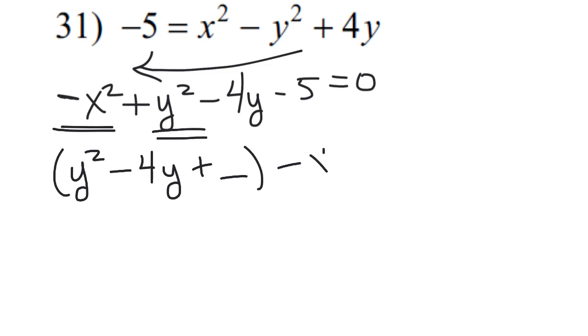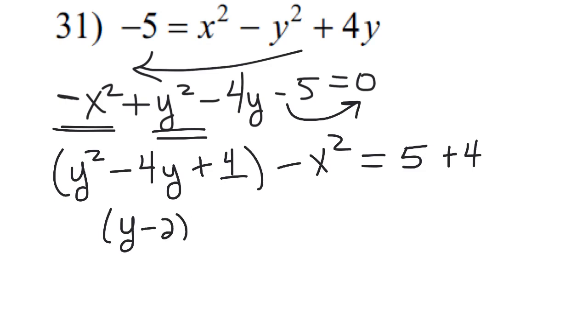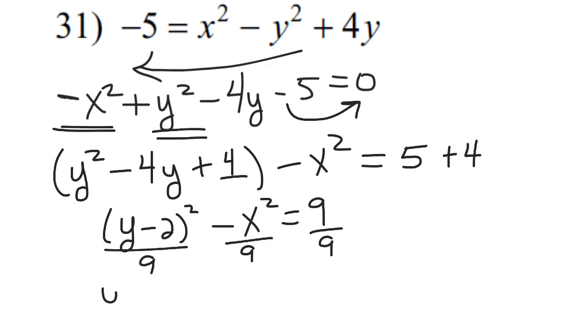And then I have my minus x squared term. It doesn't have any other variables that go with it. And then I'm going to move the -5 over and make it positive. Now we're ready to finish this problem. We're going to complete the square, add the 4 to the 5, 9. This becomes (y minus 2) squared, minus x squared equals 9. And now I'm ready to divide. Divide by 9. And my final equation is (y minus 2) squared over 9, minus x squared over 9 equals 1.